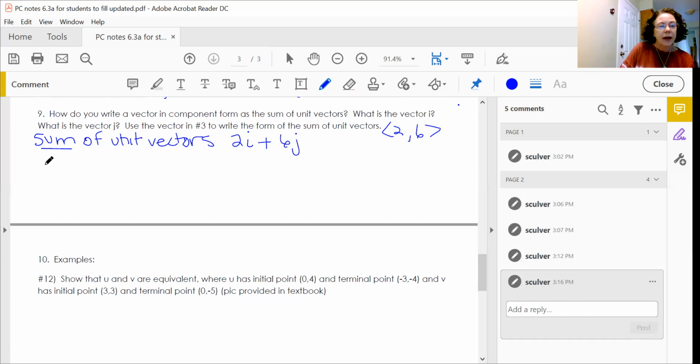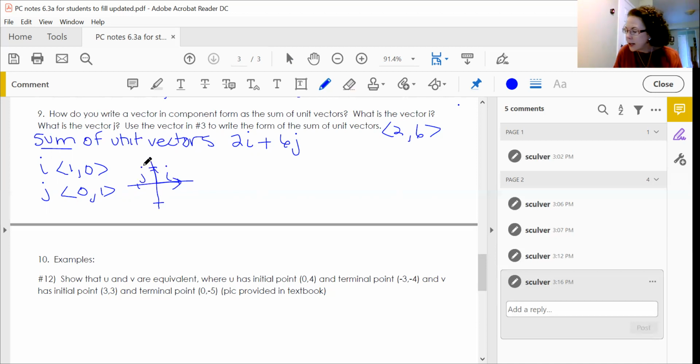Now, vector i is known as the vector 1, 0, and vector j is known as the vector 0, 1 in standard position. So here is a picture of vector i here, and vector j is here, right?